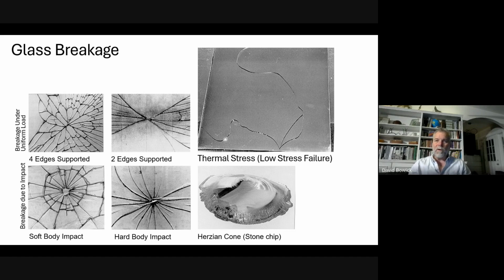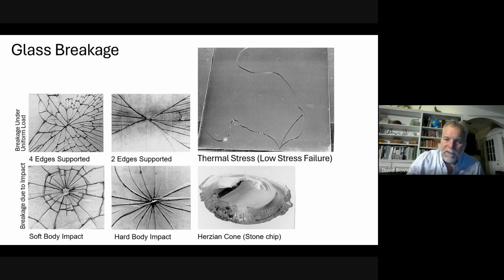I don't know if you've ever noticed that you've got a stone chip. You can see it, you can't feel it. You touch it on the inside, there's nothing there. It's because it's laminated glass. The stone chip is in the outer glass light. It does not progress through the inner glass light. That's why we laminate glass.